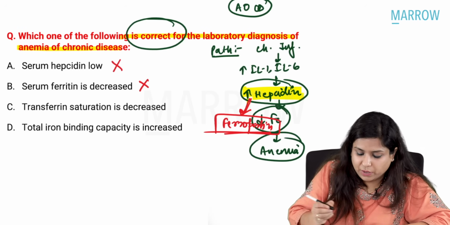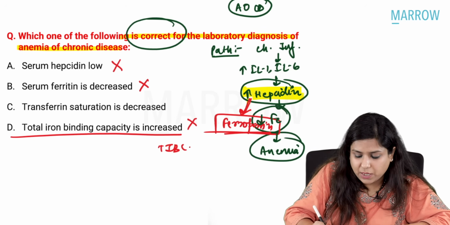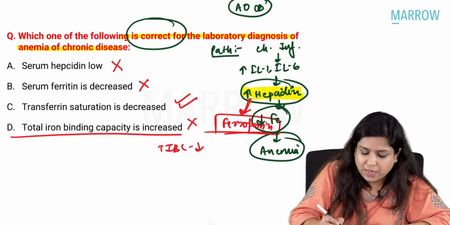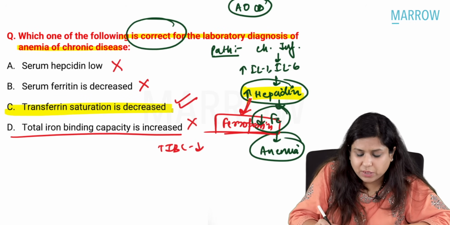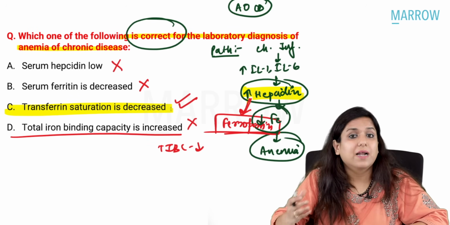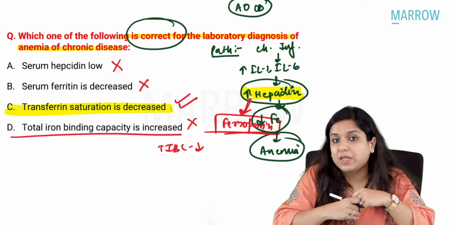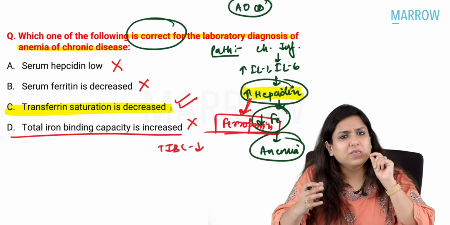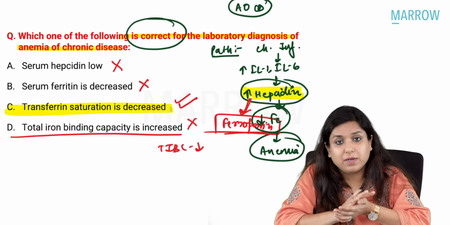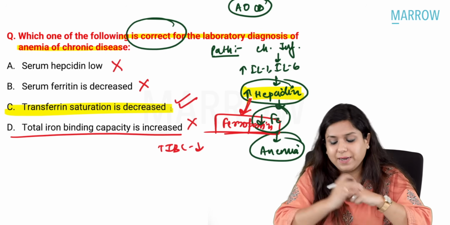So, what is the next option here? Total iron binding capacity is increased. No, the TIBC is low in anemia of chronic disease. So, what is the answer? The transferrin saturation is decreased. Of course, when iron is low, the transferrin saturation will also be low. So transferrin saturation is decreased. That is the correct answer, right? So now you know how you can utilize my tables and answer such questions. This was a slightly tricky question if you had not understood anemia of chronic disease thoroughly, right? So the answer here is transferrin saturation is decreased, correct?